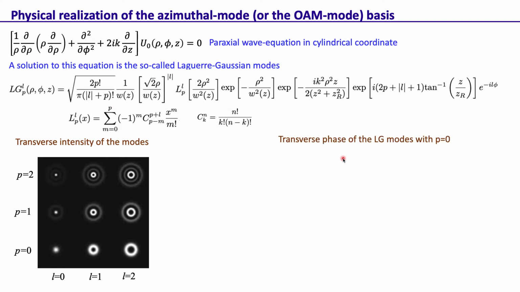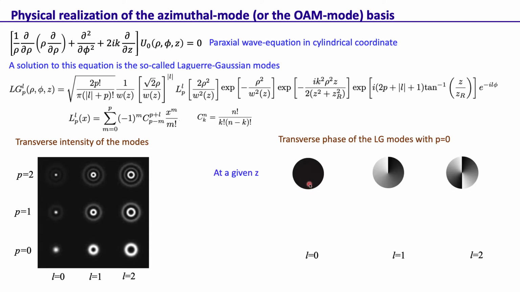If you look at the transverse phase of these modes, let's say here with P equal to 0, then at a given z, it is like this. For L equal to 0, which is the mode like this, the phase is just flat. But for L equal to 1, although the intensity is constant, the phase varies like this, from 0 to 2 pi. For L equal to 2, if you go from 0 to 2 pi in angle, the phase changes from 0 to 2 pi and then again 0 to 2 pi. So the phase changes by 4 pi if we go in the azimuth direction by 2 pi. Now this is at a given z.